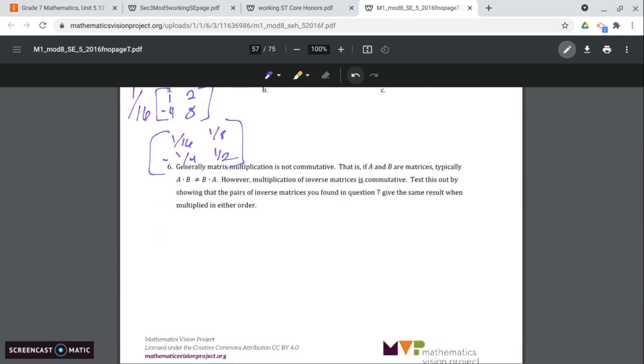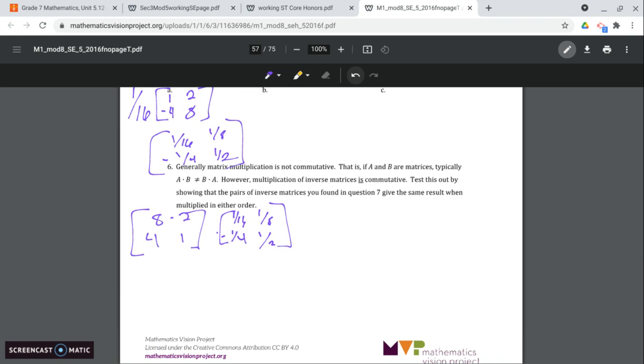All right, number 6. Generally, matrix multiplication is not commutative. That is, if A and B are matrices, typically A times B does not equal B times A. However, multiplication of inverse matrices is commutative. Test this out by showing the pairs of inverse matrices you found in question 7 give the same result when multiplied in either order. So if we take 8, negative 2, 4, 1, times 1/16, negative 1/4, 1/8, and 1/2.